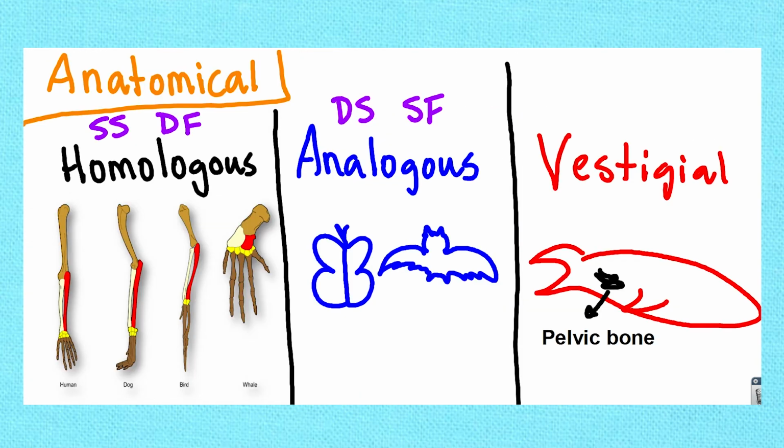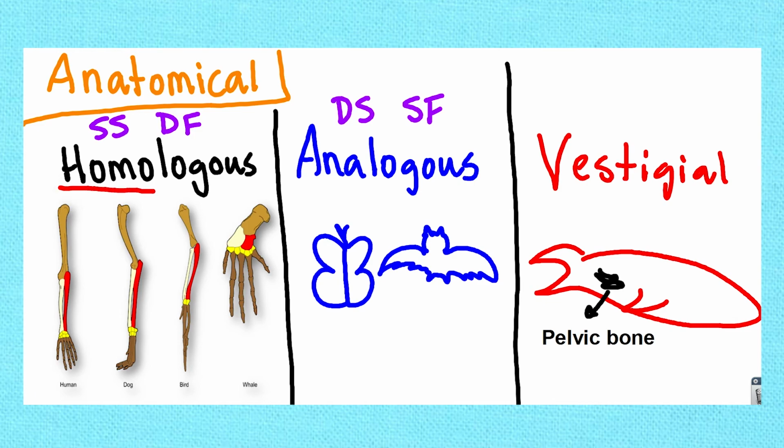Anatomical. This is probably my favorite one. Anatomical differences are good evidence for evolution. You have three types I want you to know. I want you to know homologous, analogous, and vestigial. Homologous, if you're looking at the prefixes homo and hetero, homo means same, hetero means different.